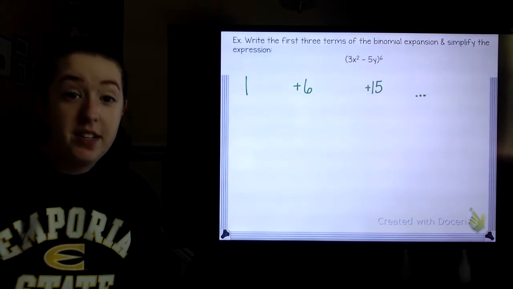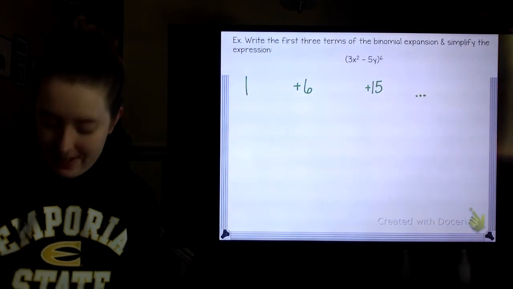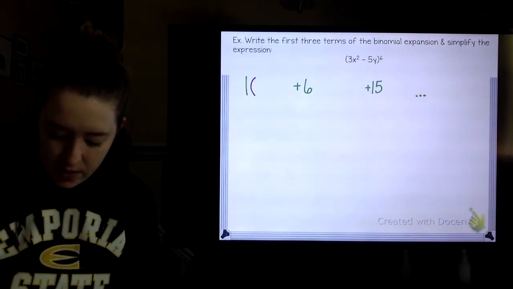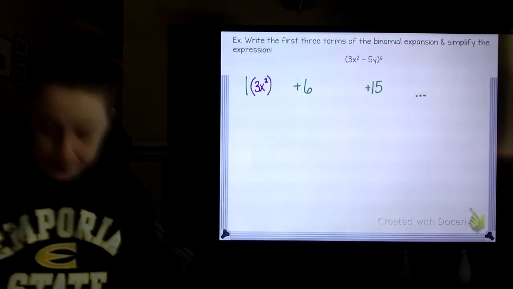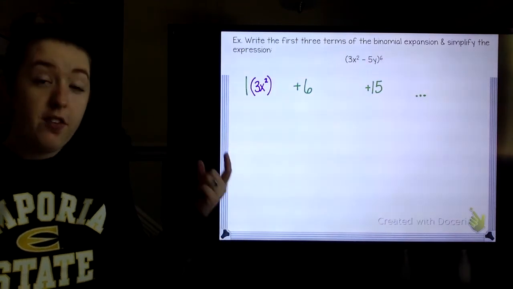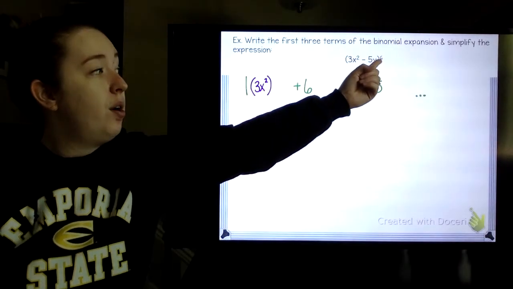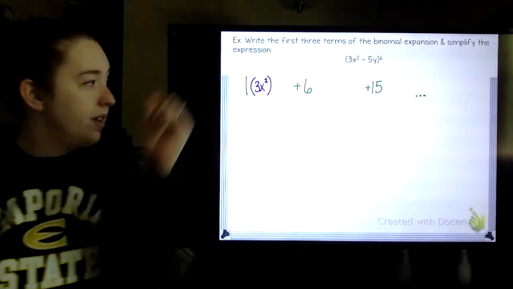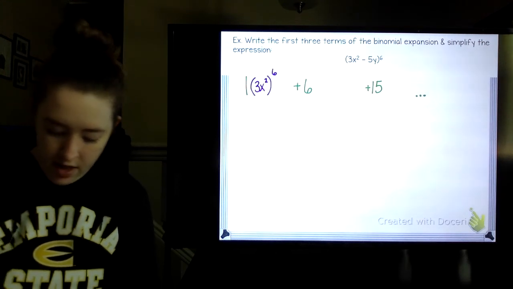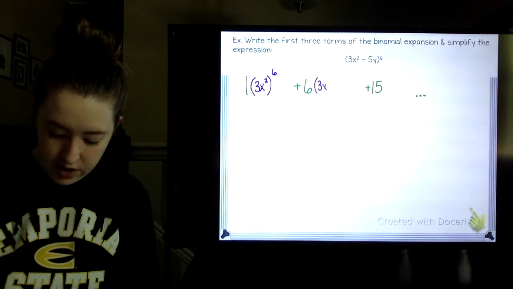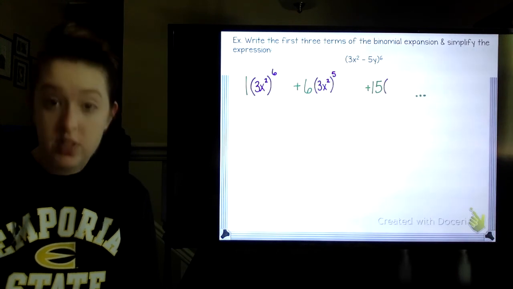So the first thing we want to do is go through and take our first term. Our first term is 3x squared. So we want to put parentheses around 3x squared. And then we'll put our first term to the appropriate power. So our first term should always go to the power that we have on our binomial. So that would be to the 6th. Then in the next one, we would have our first term to the 5th. Then our first term to the 4th.